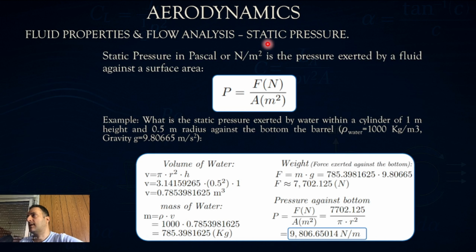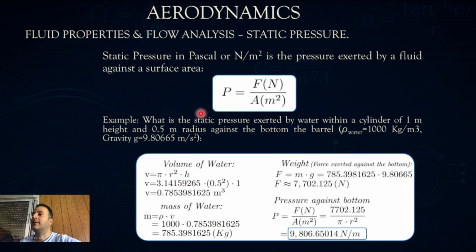Let's talk about static pressure again versus dynamic pressure. The static pressure in Pascal or Newton per meter square is the pressure exerted by a fluid against a surface area. P equals the force in Newton divided by the area. So it's the distribution of the force over the area. This is what we call pressure. Area, of course, expressed in meter square.